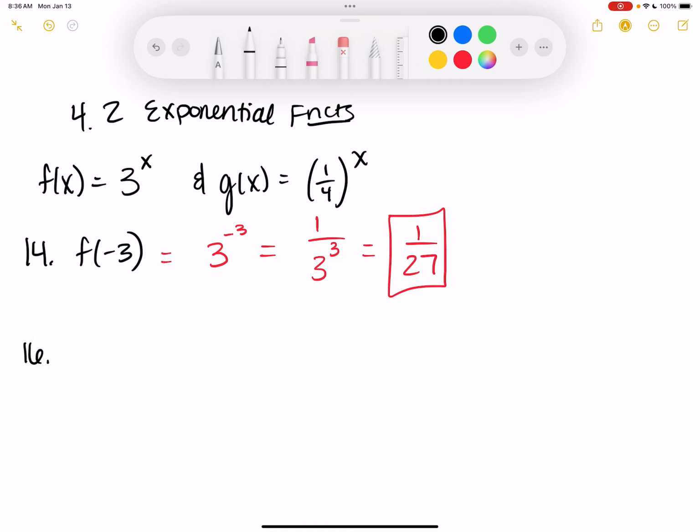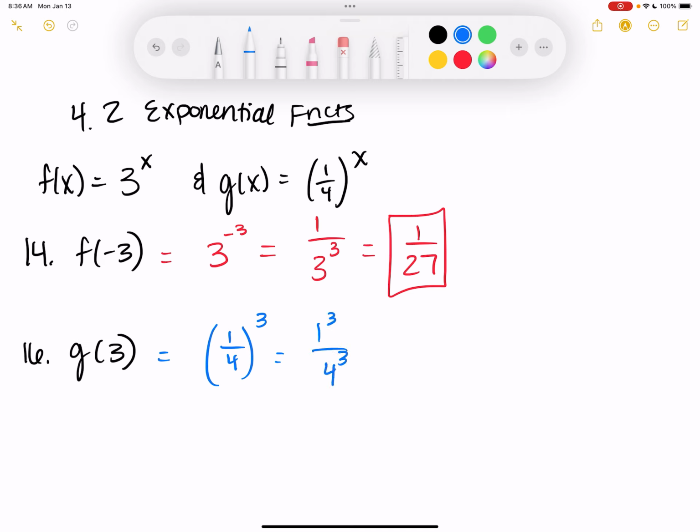16, g of 3. So I've got the g of x function, and I'll be raising it to the power of 3. Notice that the way it was presented, they've given you the 1/4 in parentheses. That's to make it clear that the exponent is going on the entire thing. So I've got 1/4 cubed. And exponent rules say, I know it's just a 1 on top, so it's not really going to change anything on this one, but when you have a fraction being raised to a power, that power goes on both the top and the bottom. So this would be 1 cubed over 4 cubed, technically.